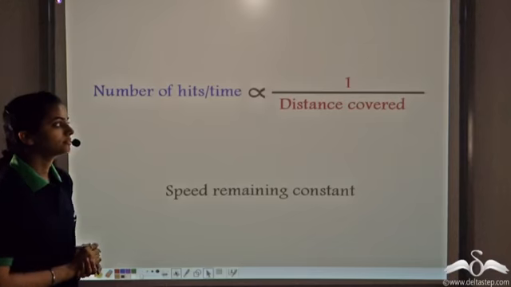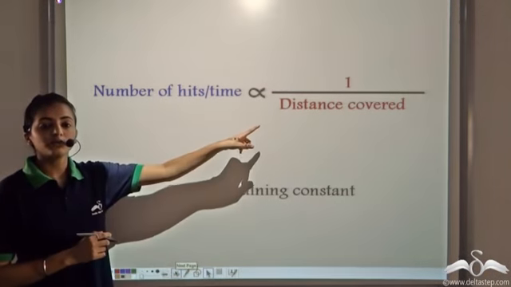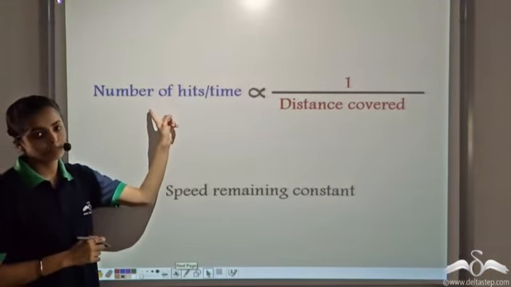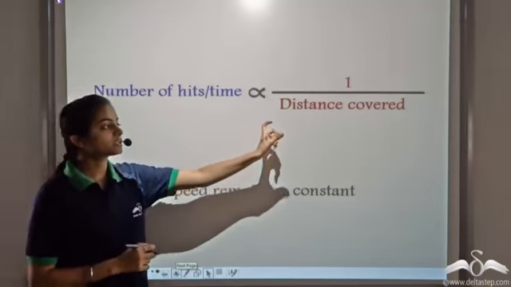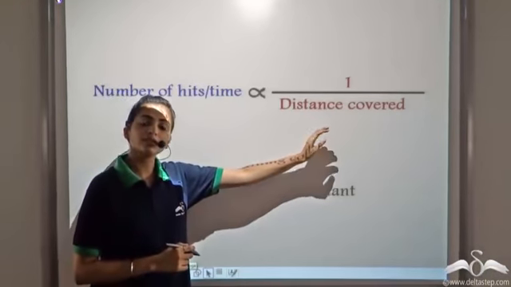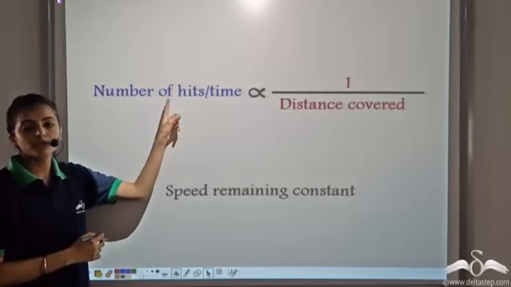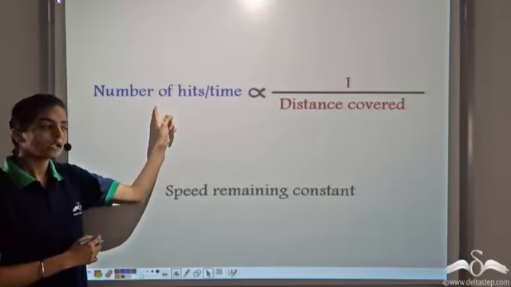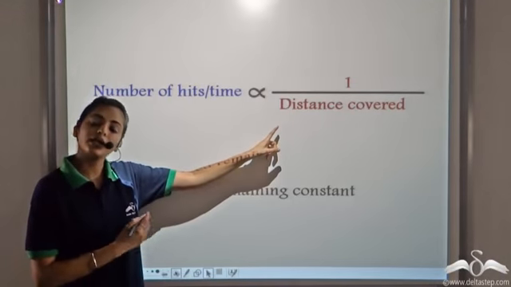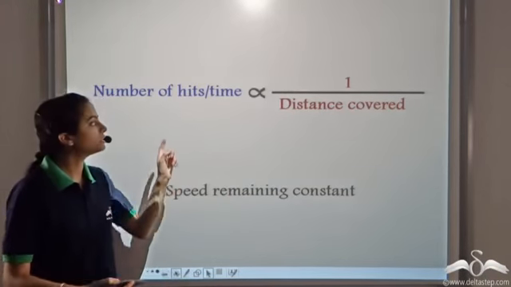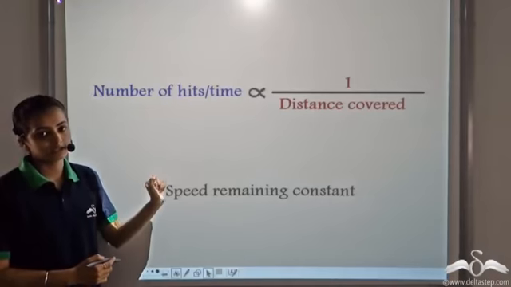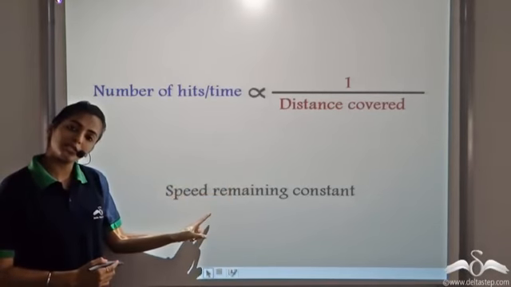So you see that the distance covered is related to the number of hits per unit time. If the distance covered is less, that is, if he had to cover lesser distance, the number of hits per unit time increases. And if the distance that he had to cover is more, the number of hits per unit time decreases if the speed of the person remains constant.